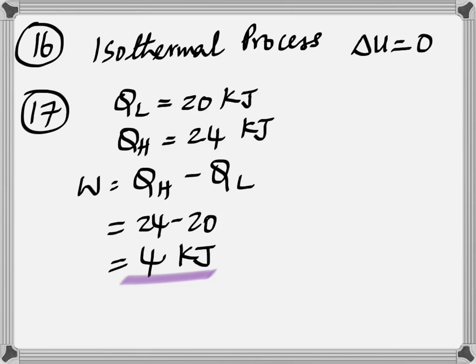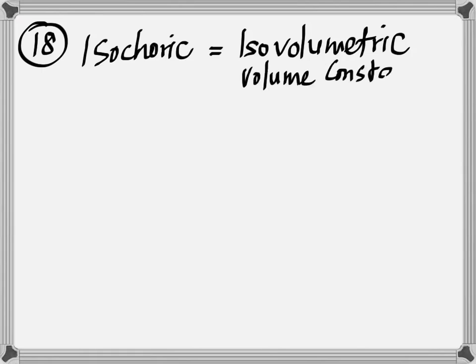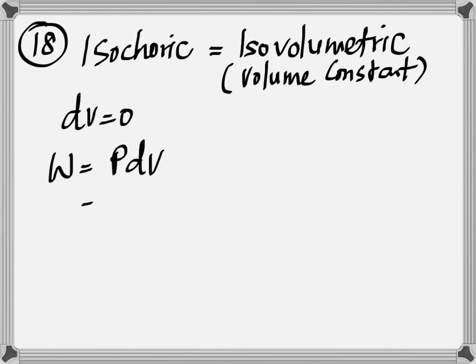Okay. 18. Just watch carefully how the argument is. Isochoric process means isovolumetric, right? I'm writing everything. That means the volume is constant. Okay. If the volume is constant, dV is 0, therefore the work, which is P dV, is 0.